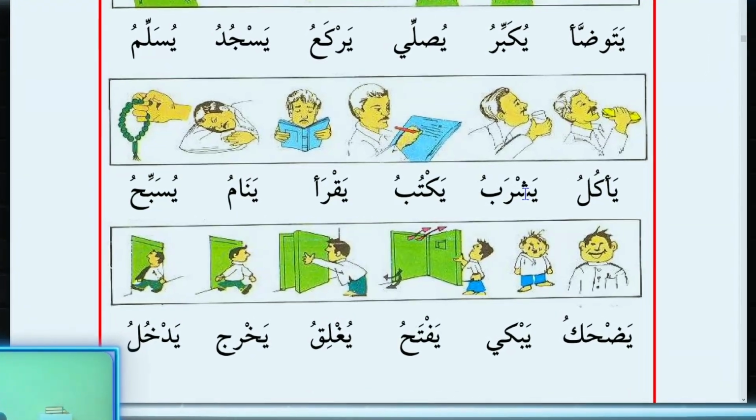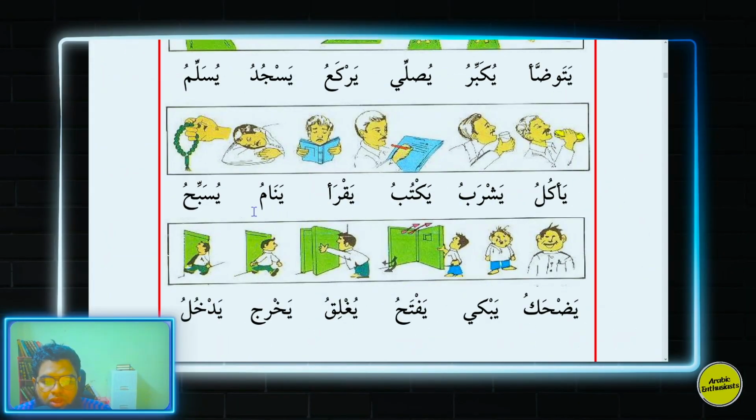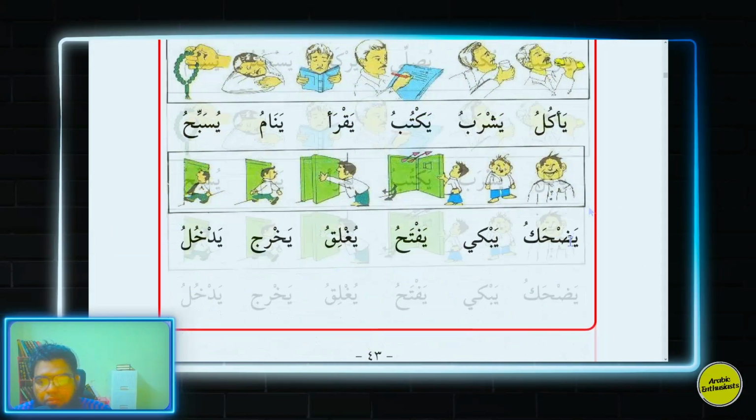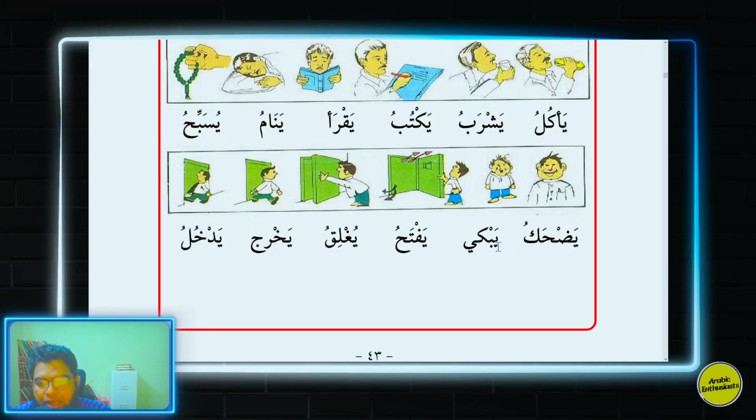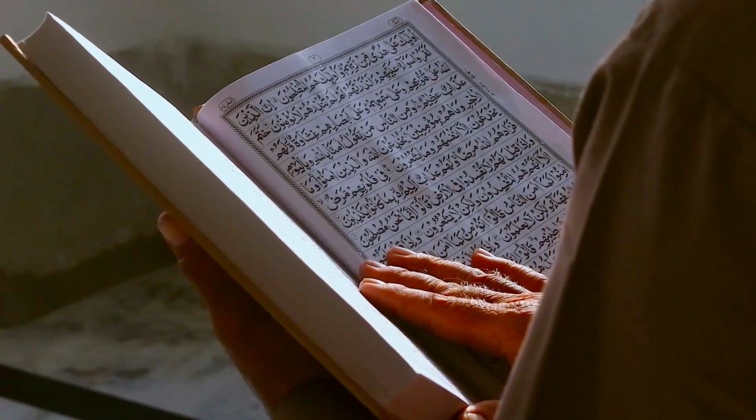يأكل, he eats. يشرب, he drinks. يكتب, يقرأ, ينام, يسبح. More verbs. يضحك, he laughs. يبكي, he cries. If it's ending with a ya, it doesn't take yabki. We'll learn later on, but it's just yabki, he cries.